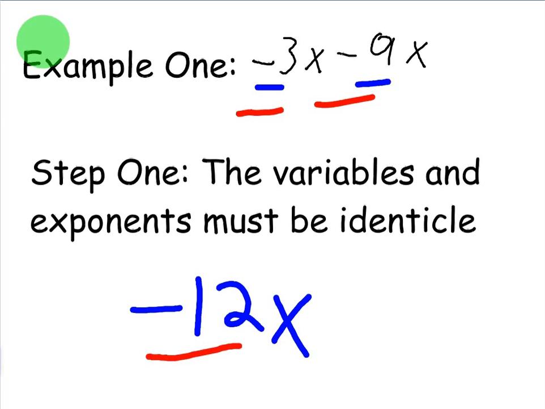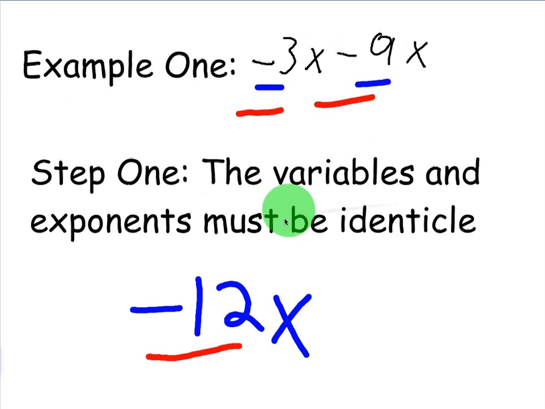Let's go ahead and jump right into the first example. We have negative 3x minus 9x. Now remember, in order to add or subtract like monomials, the variables have to be the same. In this case, they are. Well, just like adding like monomials, the only difference is we will be subtracting the coefficients.